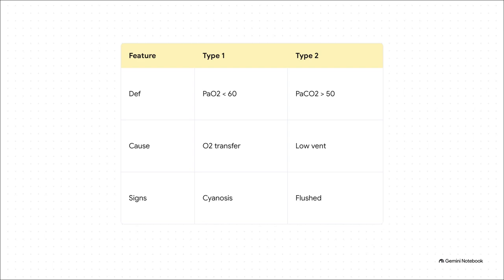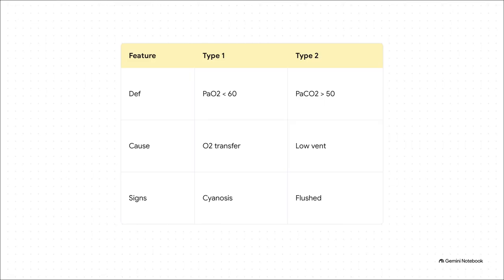So anchor your attention strictly on these hard arterial blood gas, or ABG, thresholds. For hypoxemic respiratory failure, that's type 1, the diagnostic criteria requires a PaO2 of less than 60 millimeters of mercury, usually with a normal or low PaCO2. Clinically, you're going to see severe shortness of breath, central cyanosis, and confusion.